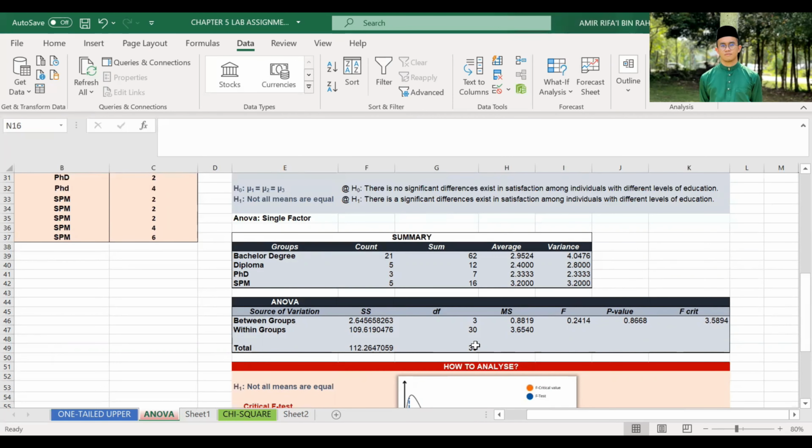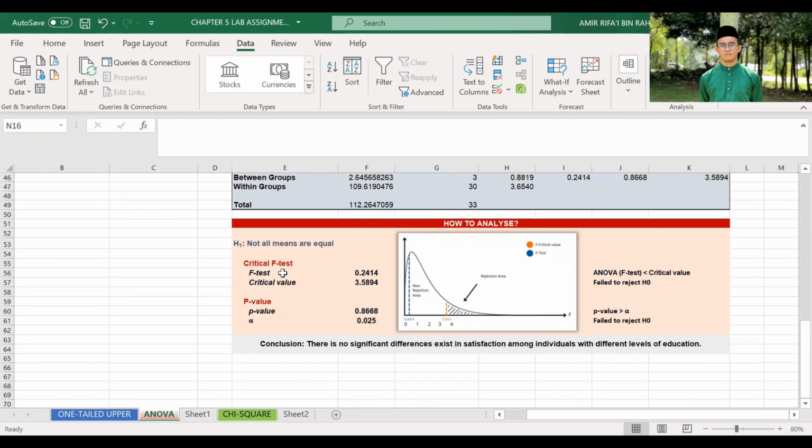So here is the outcome. The F-test is less than the critical value. Based on the graph here, the F-test is outside the rejection area and it fails to reject the null hypothesis. The p-value is more than alpha, which is 0.8668, and it fails to reject the null hypothesis. So the conclusion here: there is no significant difference in satisfaction among individuals with different levels of education.